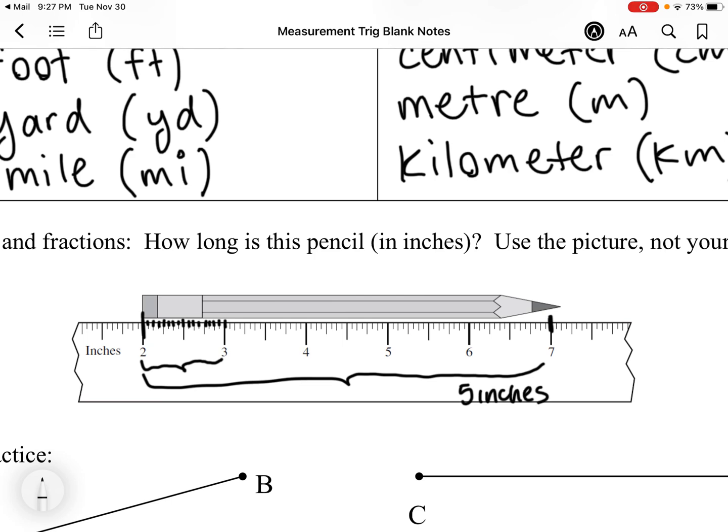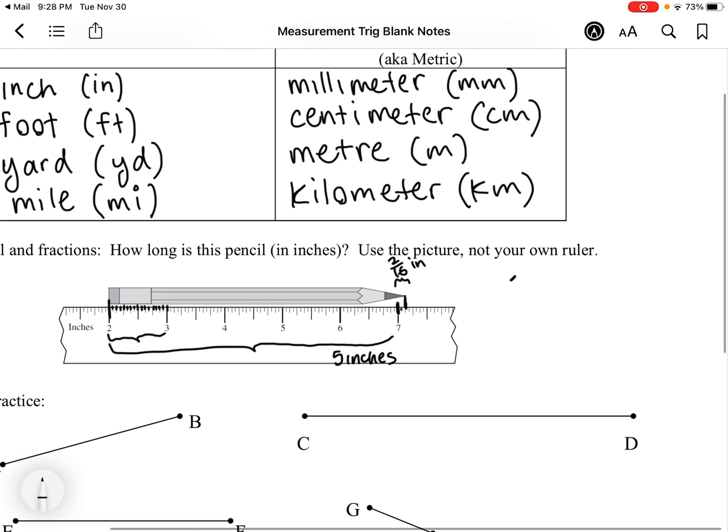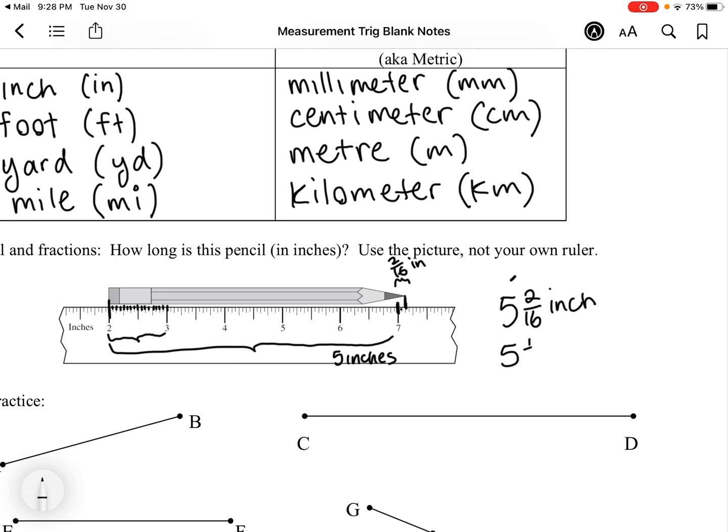And then we have over here, the tip goes to here. So that's 1, 2. This part is 2/16 of an inch. So if we put this together, all together, that would be 5 and 2/16 of an inch. And we typically will reduce that if we can. So 2/16 is 1/8, 5 and 1/8 of an inch.